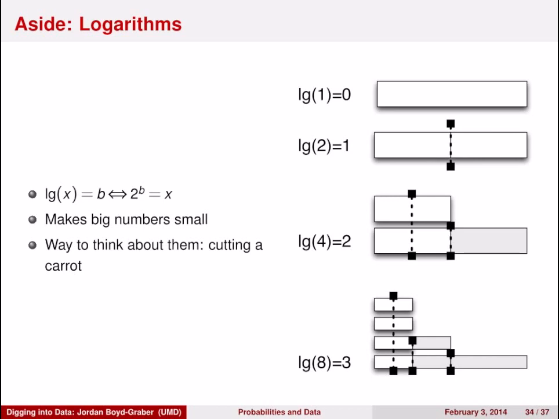At a very high level, logarithms are a function that make big numbers small. And one way to think about them is in cutting a carrot. So let's say that you want to cut a carrot into X pieces. The logarithm tells you how many separate cuts you would need in order to get that number of pieces. So if you only want to have one piece, you need to make 0 cuts. The carrot is already in one piece, so that's fine. If you want to have 2 pieces of carrot, you need to make 1 cut to cut it into 2.